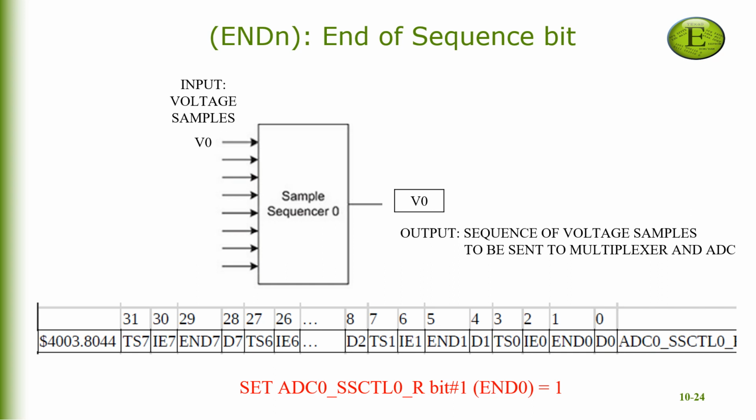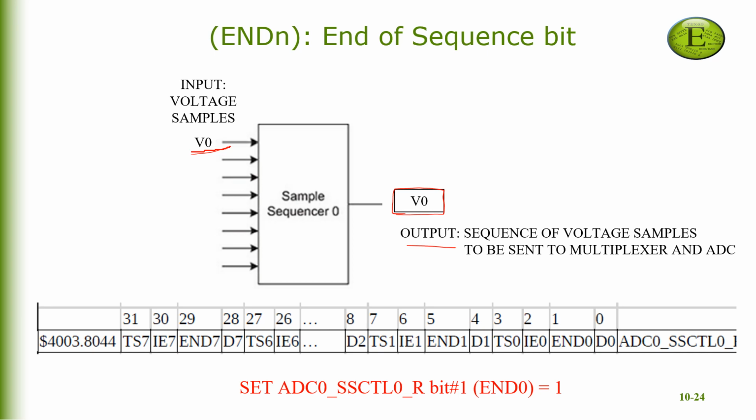Let's take an example of sample sequencer 0 accepting input from only one of its input channels, and the voltage sample available there is V0. What the sample sequencer 0 is going to do is put that in a sequence, and the sequence again contains just the same sample, V0. And that is the output to be sent to the multiplexer and the ADC, and after that there is no sample. So essentially, the first sample is the last sample.